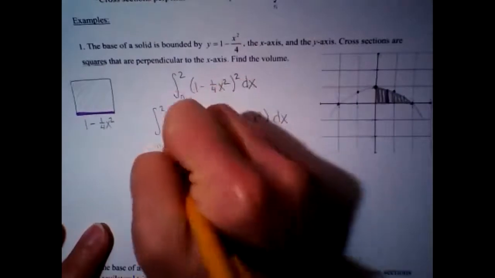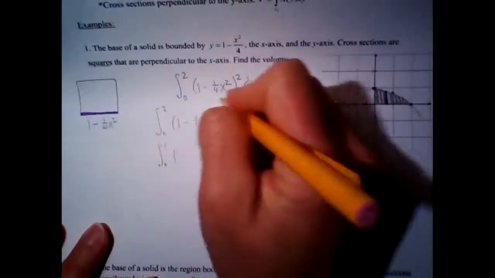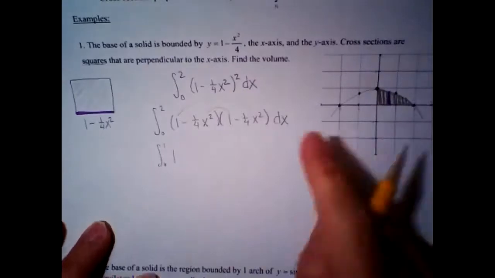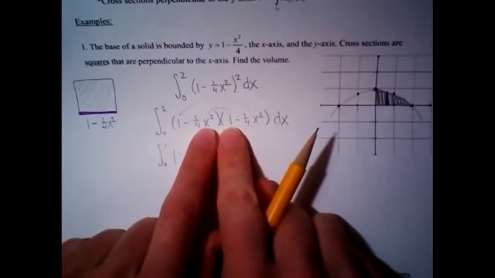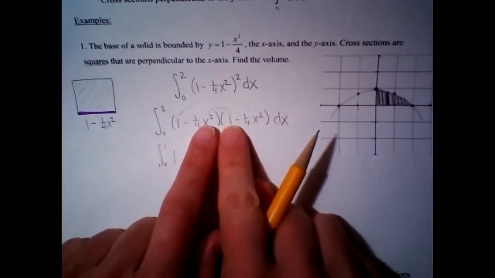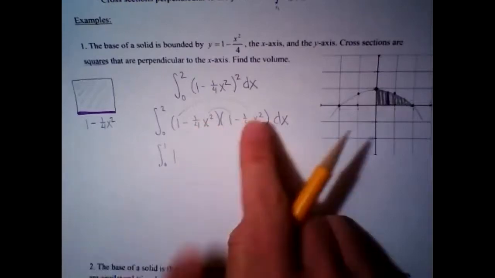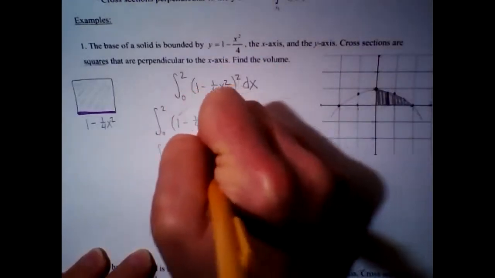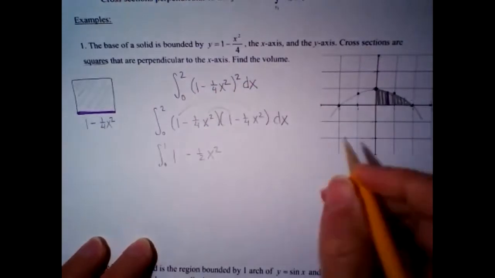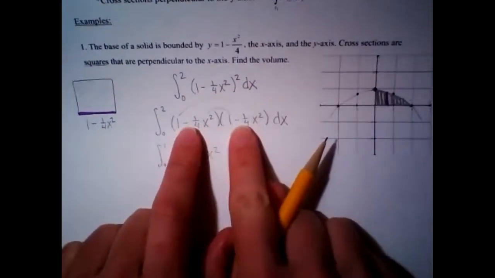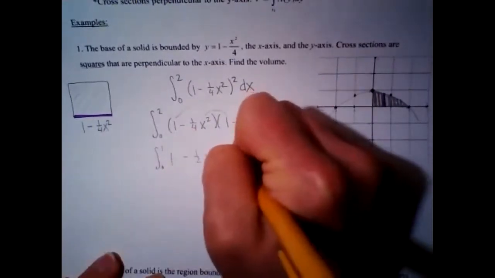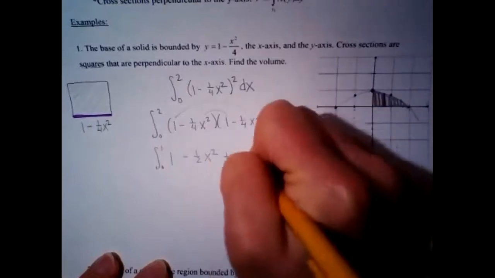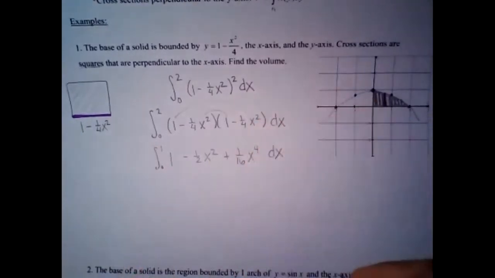So 1 times 1 would just be 1. And then I always do the outsides and insides together because they're going to combine. The outsides are going to give you minus 1/4 x squared. The insides are going to give you minus 1/4 x squared. So minus 1/4 and minus 1/4 would be minus 1/2 x squared. And then multiplying the last: negative times a negative is going to be positive. 1/4 times 1/4 would be 1/16, and x squared times x squared will be x to the 4th. So we just had that algebra of distributing all of that together.